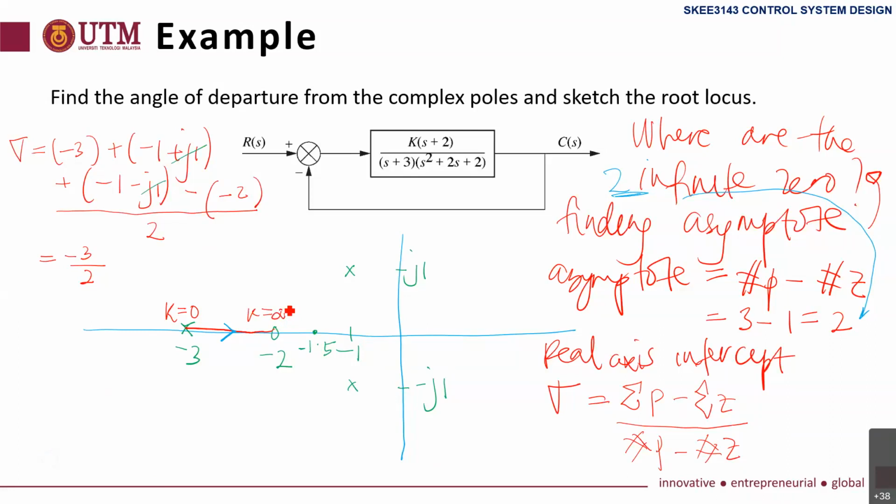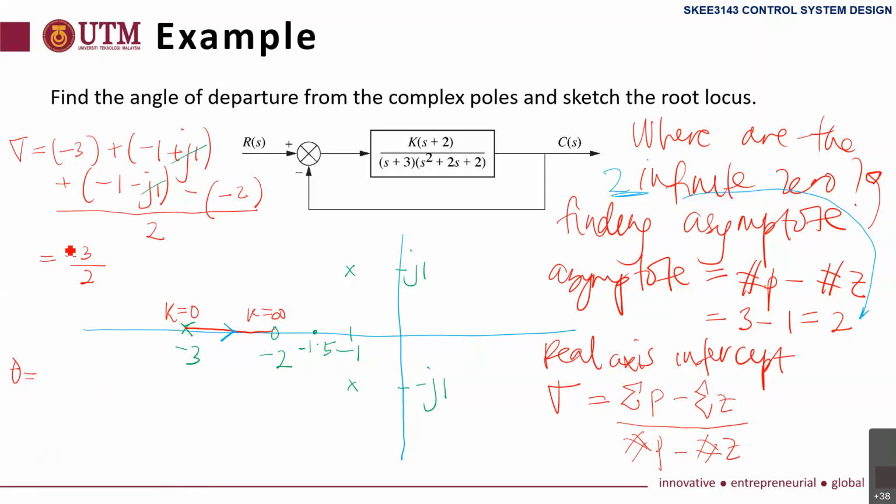Then the next formula to be used is theta, the angle of asymptote. Theta asymptote, remember what is the formula? Someone, can you read the formula?